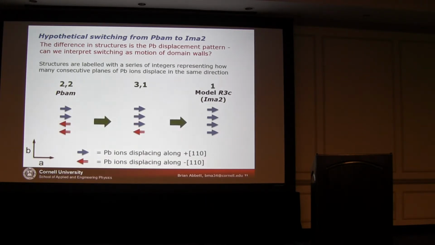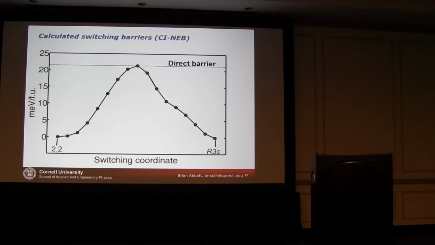And to make things a little simpler, I'm just going to draw lead displacements as arrows in the future. So the blue arrows going to the right mean lead moves one way, and red arrows going to the left mean it moves the other way. So at this point, what I'm going to do is take each of these displacement patterns, freeze them into the cubic structure, add in the A minus C0 octahedral rotation pattern, relax the structure, and then calculate migration barriers between each of these phases. I do that from the 2-2 ground state into R3C.